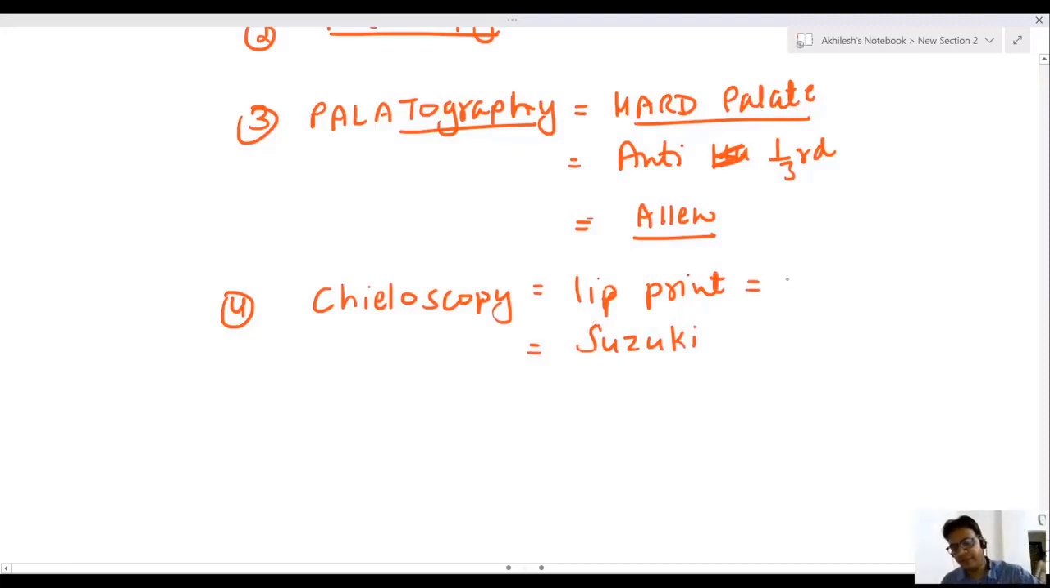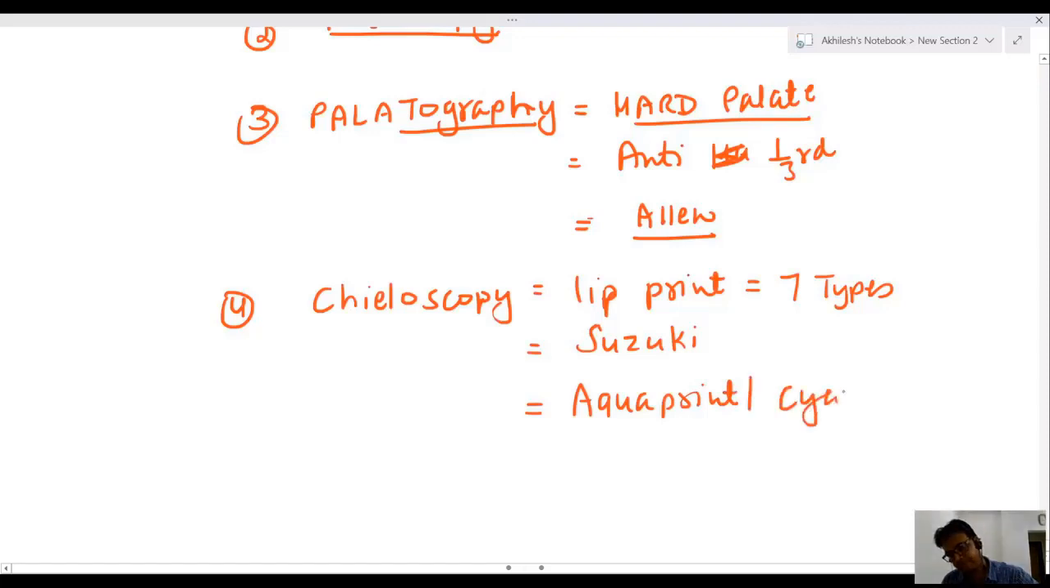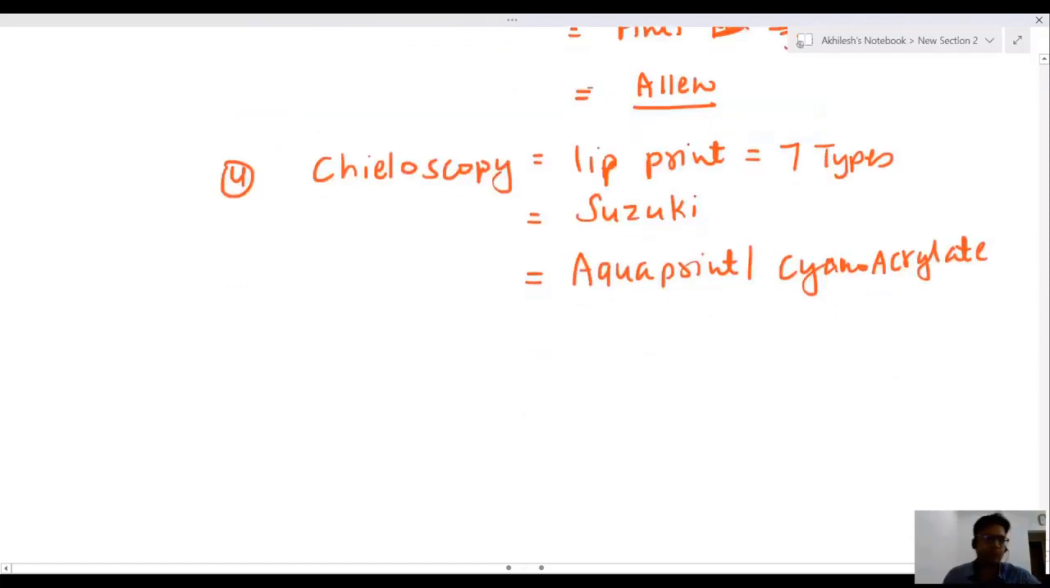And doctor, generally we have 7 types of lip prints. There are aqua prints and cyanoacrylate. These are 2 things which are used to stain lip print. These are 2 things, aqua print and cyanoacrylate.